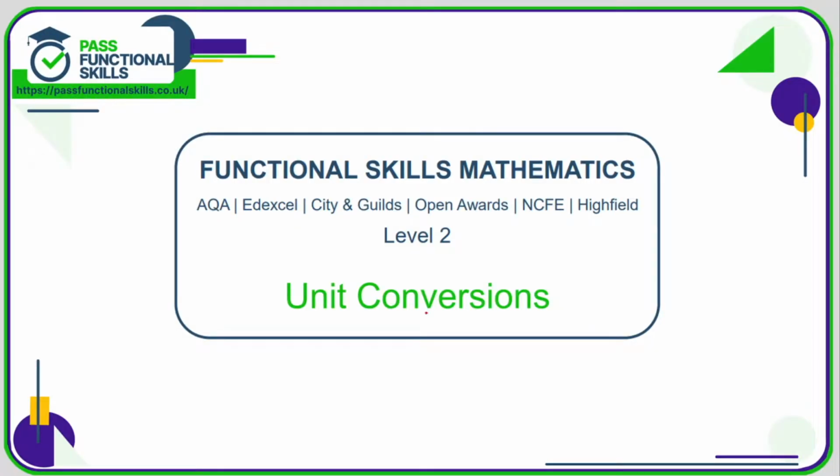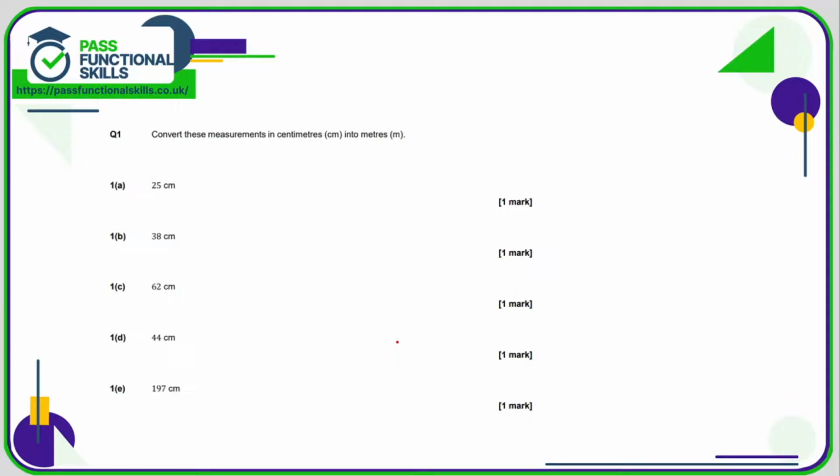Let's take a look at unit conversions. Now, most of these questions are non-calculator, apart from questions 7 and 10. So the first question, we're converting centimetres into metres. Now we know that 100 centimetres equals 1 metre. So to go from centimetres into metres, we are dividing by 100.